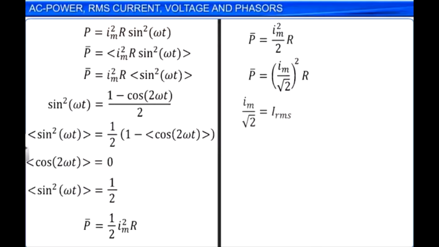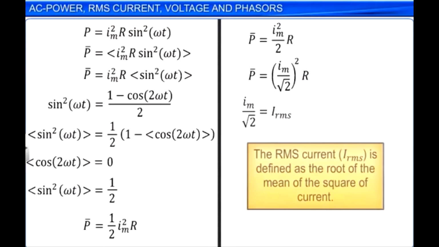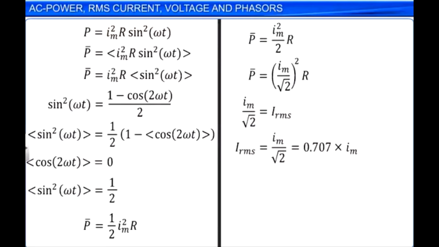RMS current, denoted by IRMS or effective current. RMS current is defined as the root of the mean of the square of current. For a sinusoidal current, its value is 1 over √2 times or 0.707 times the amplitude of the AC current, Im. The average power dissipated by any form of AC current in a resistor is IRMS square R.